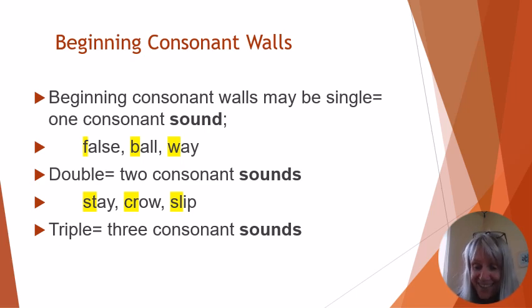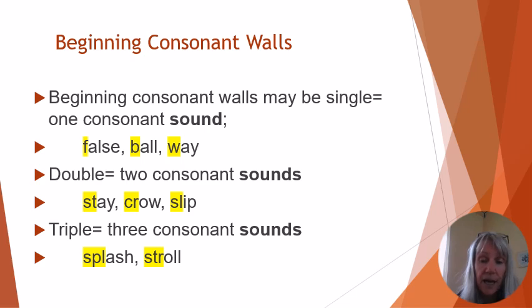And that will be represented by three consonants. Splash, sp, three sounds. That's sp, represented by three consonants, the S, the P, and the L in front of splash. Stroll, st, I have that st. So the S, T, R represent those three sounds in stroll. So consonant vowels can be single, double, or triple, depending on how many consonant sounds we are hearing.